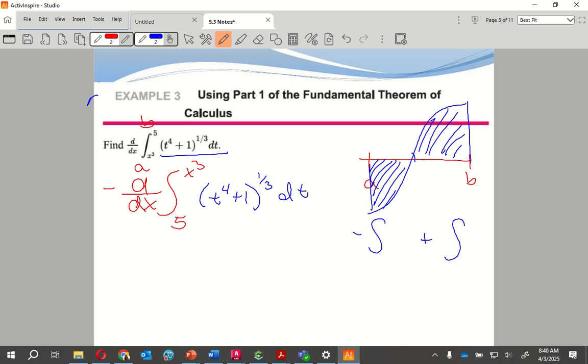Anyway, alright, so now I'm replacing the t with my x cubed. And again, I like putting my variable in parentheses to make sure I do this correctly. So it's going to be parentheses, and t is replaced with x to the 3rd, and that t is being raised to the 4th power, plus 1, close, raised to the 1/3.